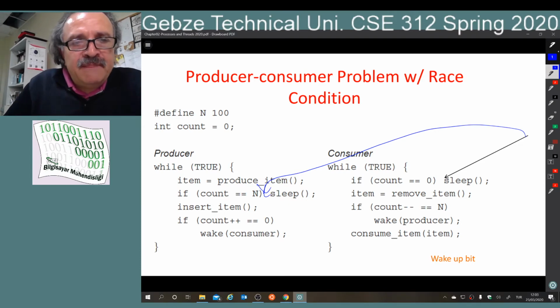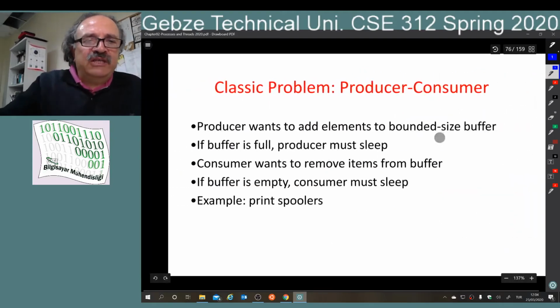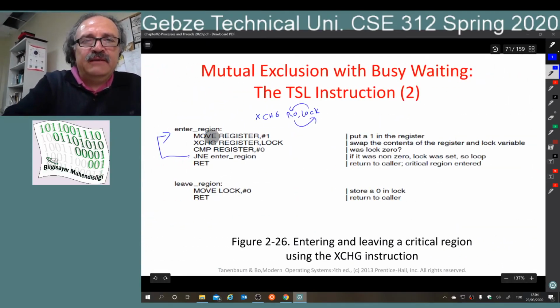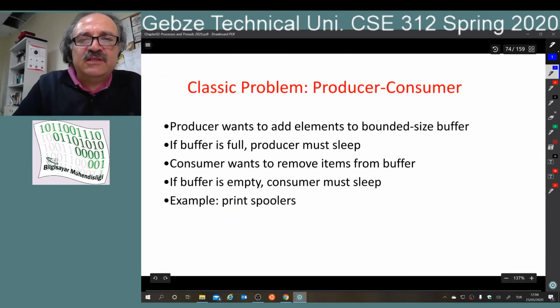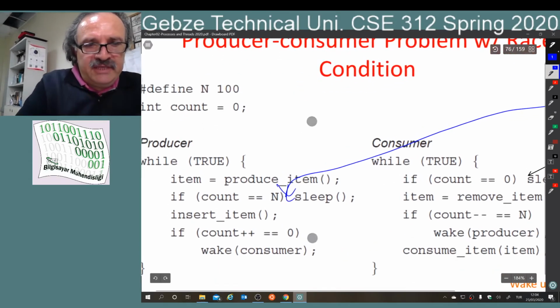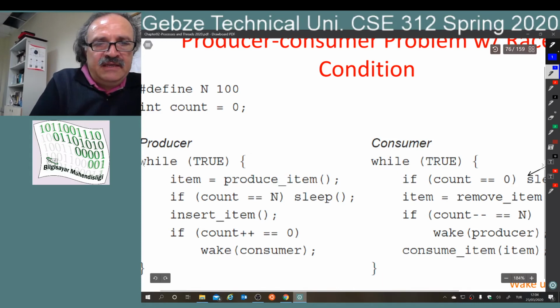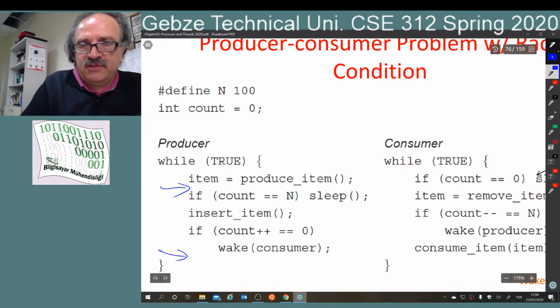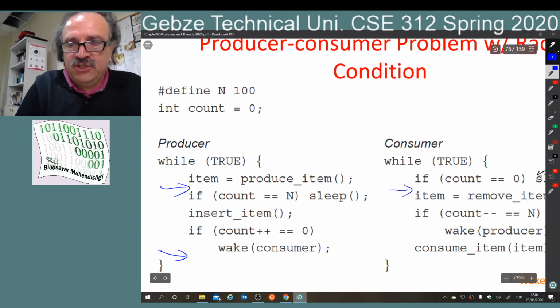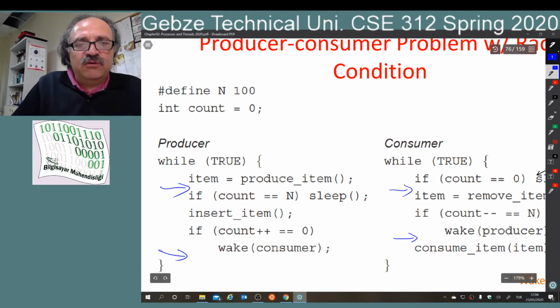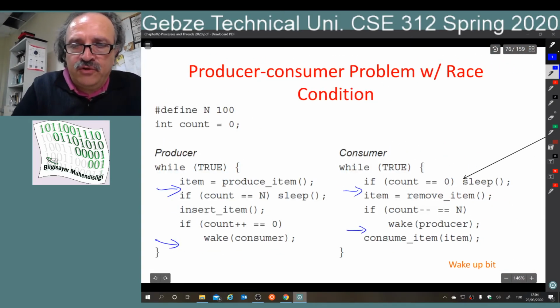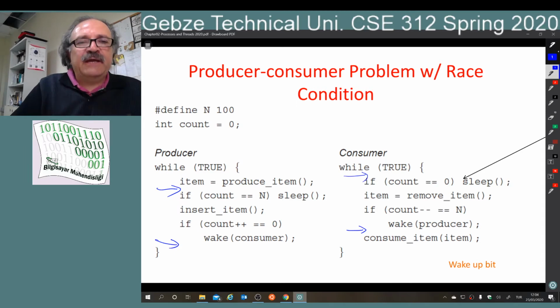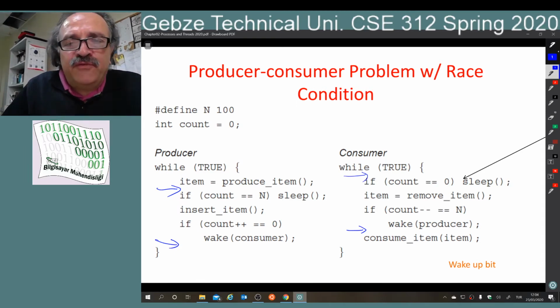Of course, what we can do is, before checking the count and going to sleep, maybe use a TSL instruction. Something like enter region, leave region. We could do that critical region thing, right? Let's say this is the beginning of the critical region and the end of the critical region. If I do that, then I can prevent that kind of problem. The beginning of the critical region is here because I'm checking it there, right?